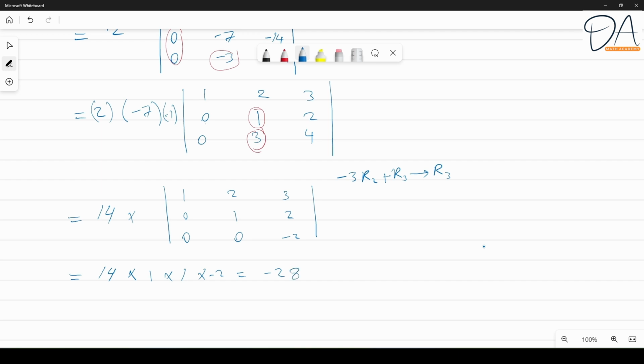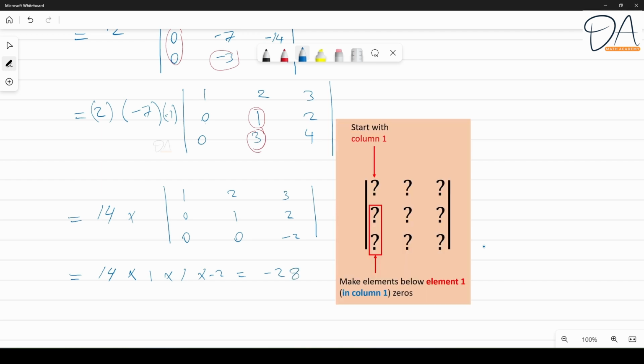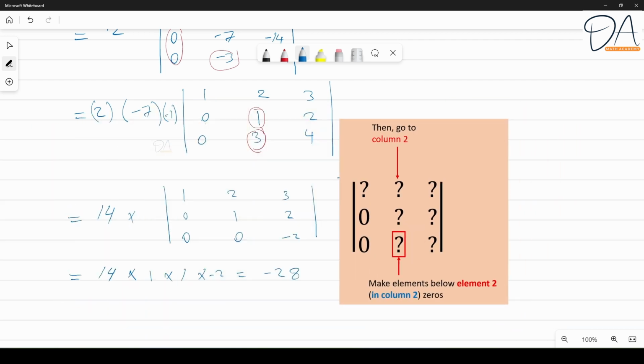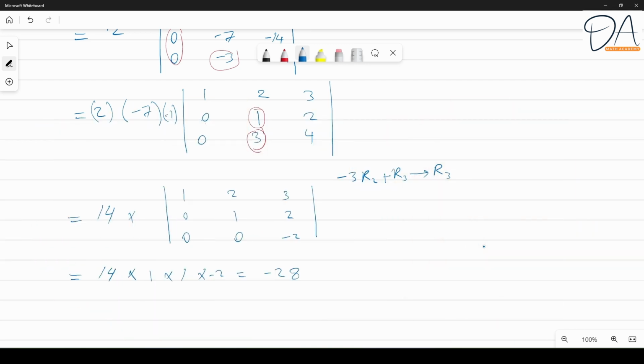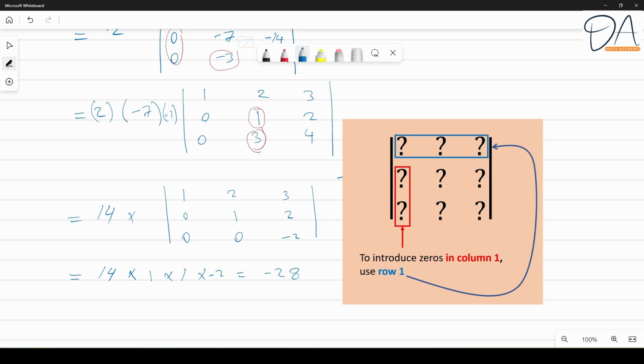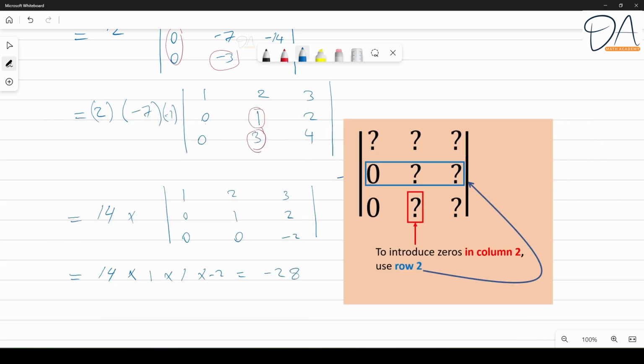So this is in general the strategy. You start with the first column, you make all the elements below the first element 0. Then you move to the second column, you make all the elements below the second element in the second column 0, and so on. For the elimination, if you are in column 1, you're going to use row 1. If you are in column 2, you're going to use row 2.